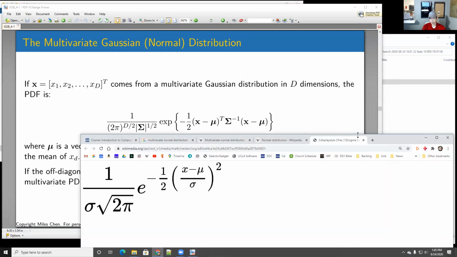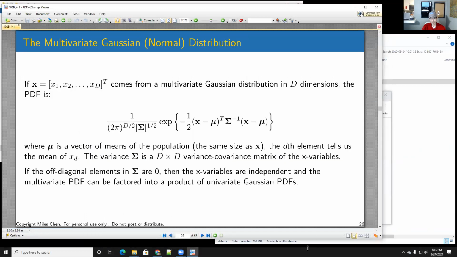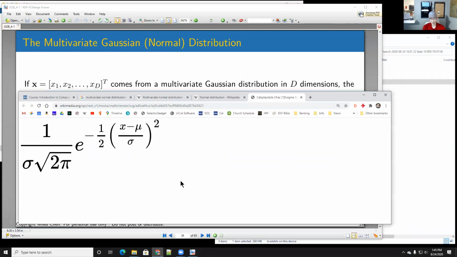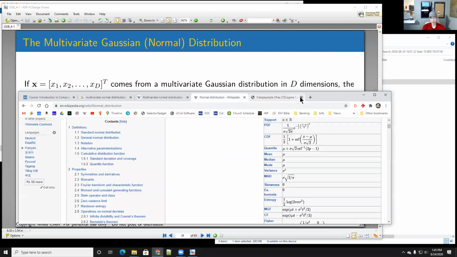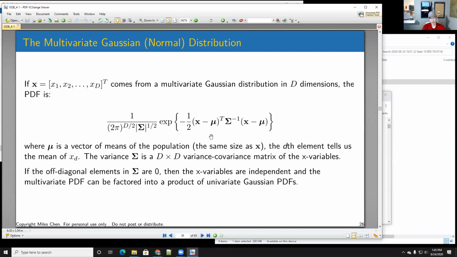But if you could just think back to the normal distribution itself, there are strong parallels between the normal distribution and the multivariate normal PDF. So just keep in mind, this is vector notation. Mu is the vector of means, with the same dimensions as x. The dth element tells you the mean of x sub d. And then sigma is the d by d variance covariance matrix.